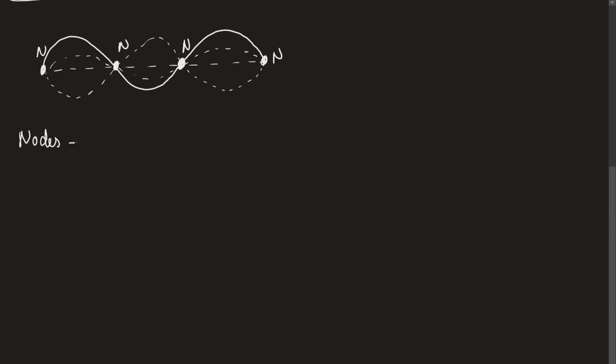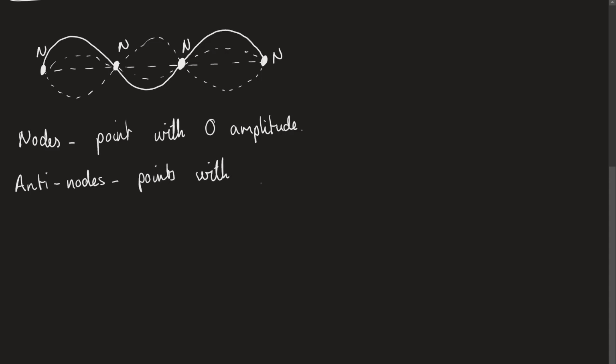Okay, and a node is just a point that has 0 amplitude or even 0 displacement, because these positions are never going to move from where they are. So the nodes are just the fixed points with 0 amplitude. We can also get antinodes. So if nodes are the points where we have 0 amplitude, antinodes are the points with the maximum amplitude.